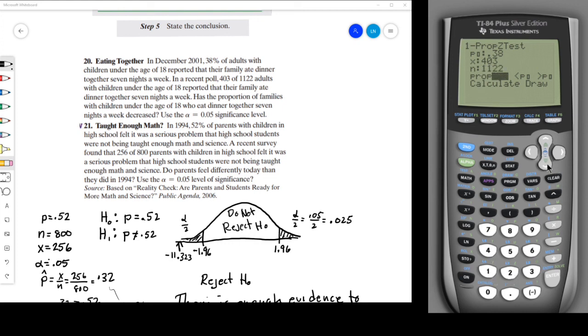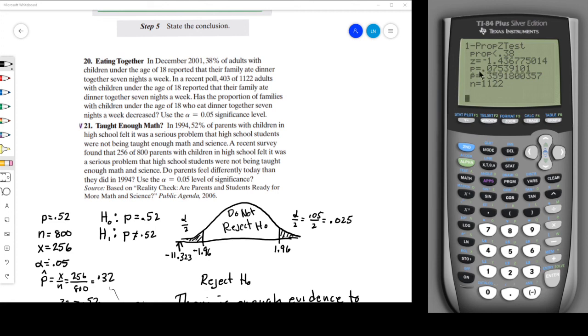Now what was the test I was doing? Well, we go back to the question. We want to know if our proportion has decreased. Decreased is a left tail test. So I'm going to come over here and highlight left tail, or less than, and I'm going to calculate. Again, notice I get my z, my test, my n, my p hat, and then I get my p-value.